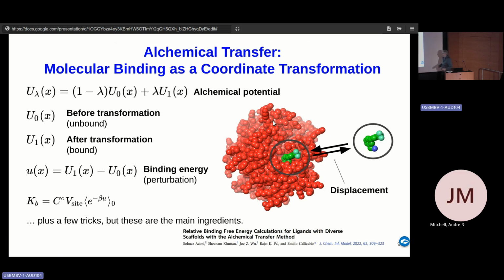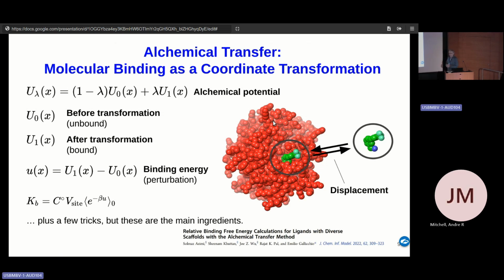The difference is called the perturbation energy. In the case of binding, it's called the binding energy. And then there is a Boltzmann averaging of that. Of course, we don't do that exactly, but something more advanced. But basically, that's what it is. And there are a few tricks to make this work. But this is basically what it is.